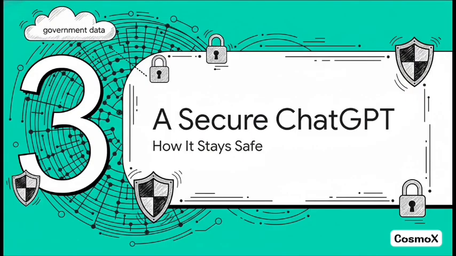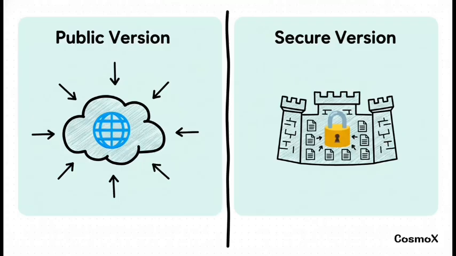All right, let's talk about the elephant in the room, security. The second you put government data and AI in the same sentence, alarm bells start ringing. So, how on earth did they build a version of ChatGPT that's safe enough for the Department of Defense? And this is where things get really interesting. Let's do a quick compare and contrast. The public ChatGPT you and I use, our data might get used to train the model. But with the GenAI.mil version, nope. That data is completely locked down.